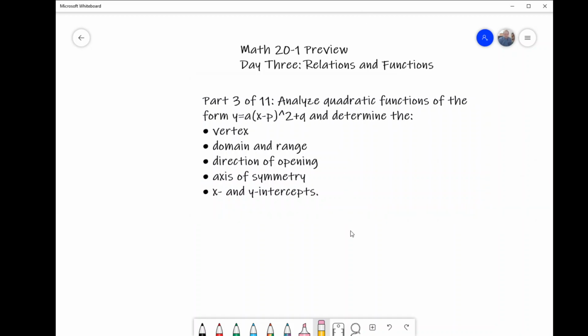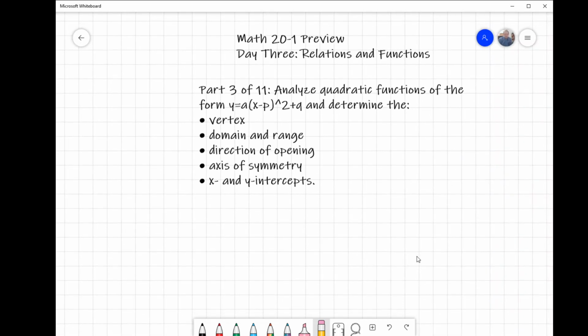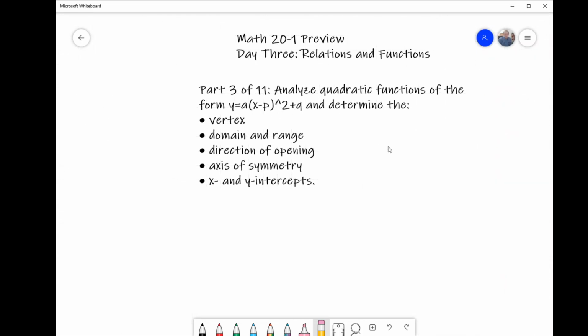So in part 3 of 11, dealing with relations and functions, we're going to be analyzing quadratic functions in what we call vertex form. So when a function is written in this form, that's the form y equals a times (x minus p) squared plus q.